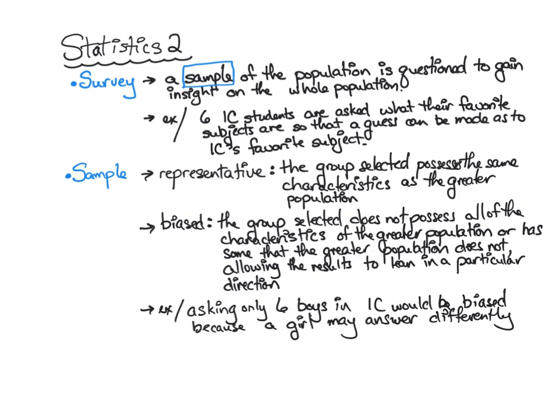If something is biased, by contrast, it means that the group selected does not possess all of the characteristics of the greater population, or it has some characteristics that the greater population does not have, allowing the results to lean in a particular direction. If, for example, you only asked 6 boys in 1C, it would be a biased sample because maybe a girl would have answered differently.